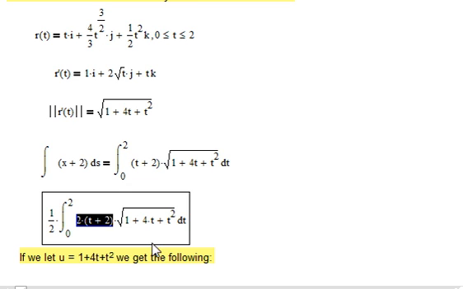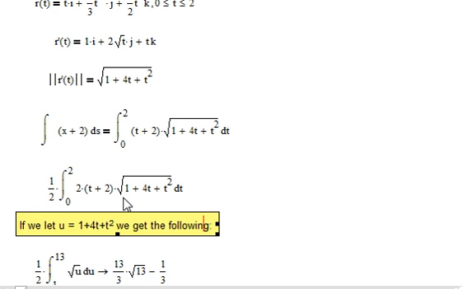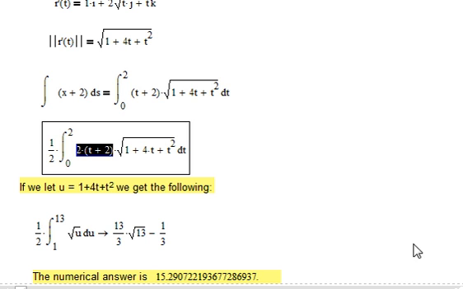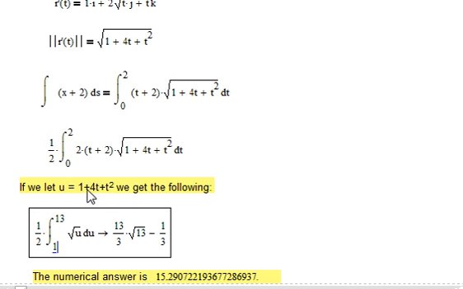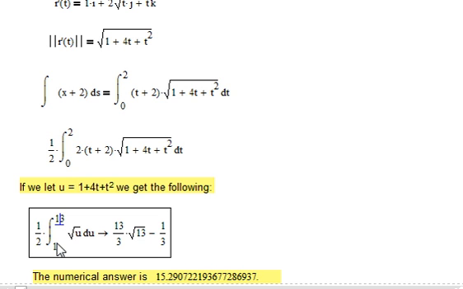And so then we can let u equal this part, and this is du out here. So it's just the integral of square root of u du. However, I will mention, if u equals 1 plus 4t plus t squared, and t equals 0, then our u limit would be 1. But if t equals 2, our u limit would be 4 plus 8 plus 1, so 13. So 1/2 integral from 1 to 13.